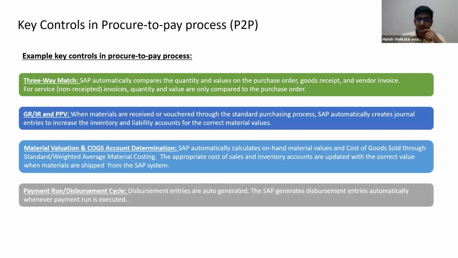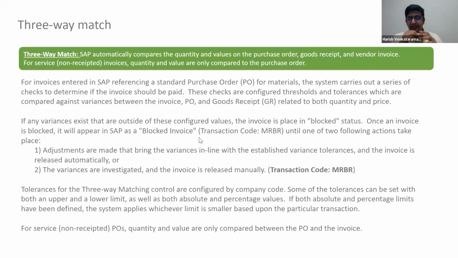And the last one is on the disbursement cycle. How does SAP perform that, and how is the entry being posted? Let us look at each of these example or model controls, right? And first, taking the SAP three-way matching.